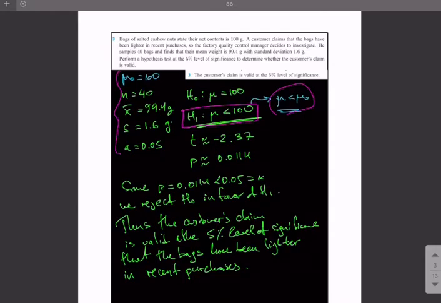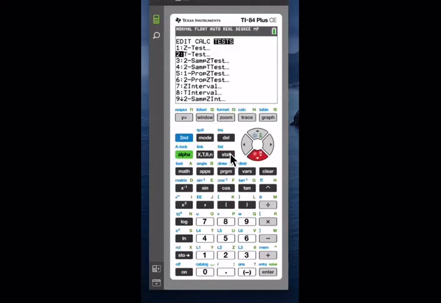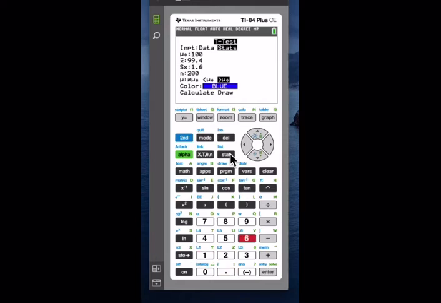So I go into my calculator, go to stats, test, t-test, option 2, and then mu naught is 100, sample mean is 99.4, and sample standard deviation is 1.6, the sample size is 40, and the option is the middle one, smaller than mu naught, calculate, and that's your answer.